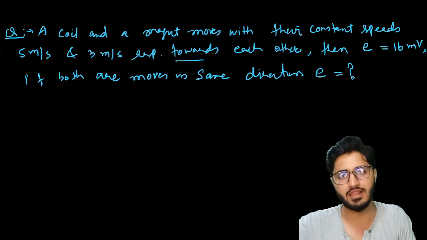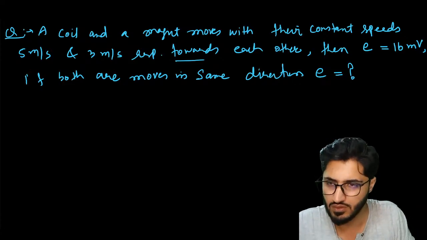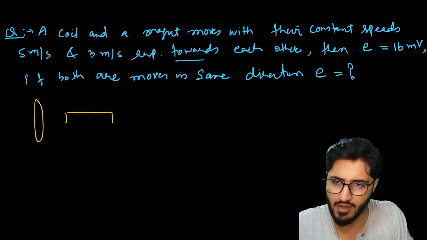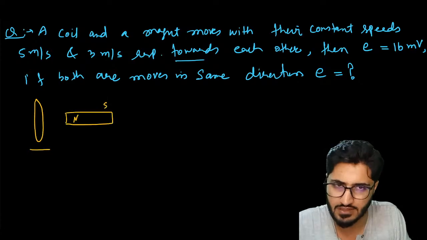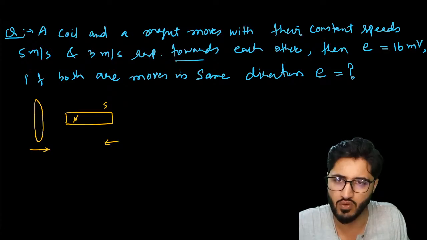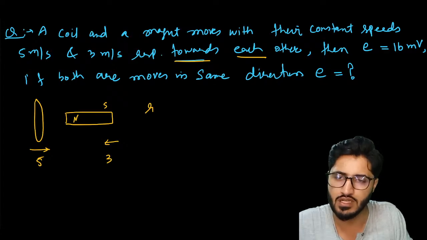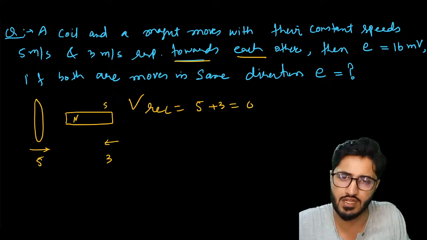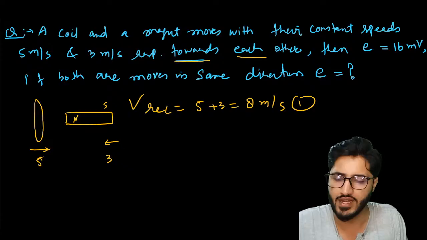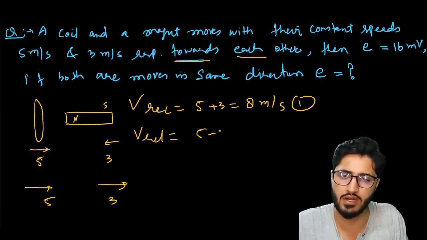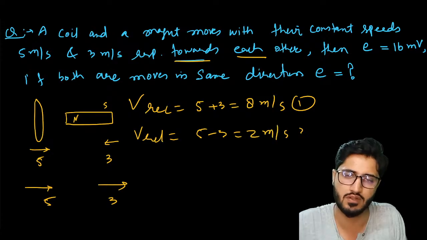Okay, one concept that I want to teach you now. Look, first, my coil is like this, my magnet is like this. First, they are going towards each other. This one is 5, this one is 3. What is relative velocity? Is it 5 plus 3, 8 meters per second? Second case, they are going in the same direction, 5 and 3. In the second case, V relative is 5 minus 3, that means 2 meters per second.